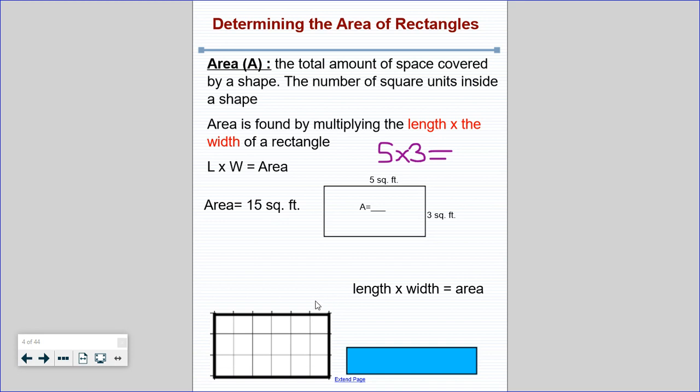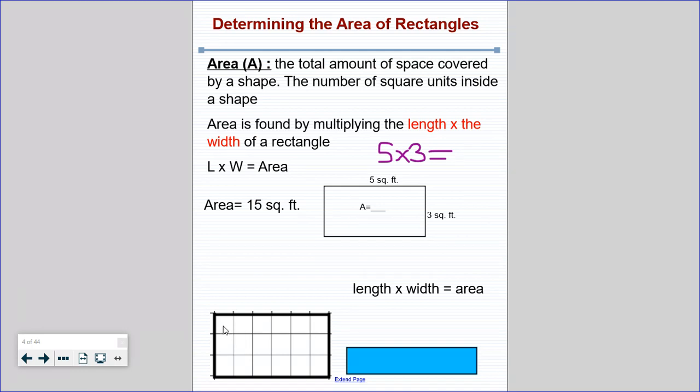Now let's look at this one. Again, we want to multiply the length times the width to find the area. Now, if you look at this rectangle, you can actually see the square units. So if you wanted to, you could count all the squares. 1, 2, 3, 4, 5, 6. But I would rather do it a little more quickly.